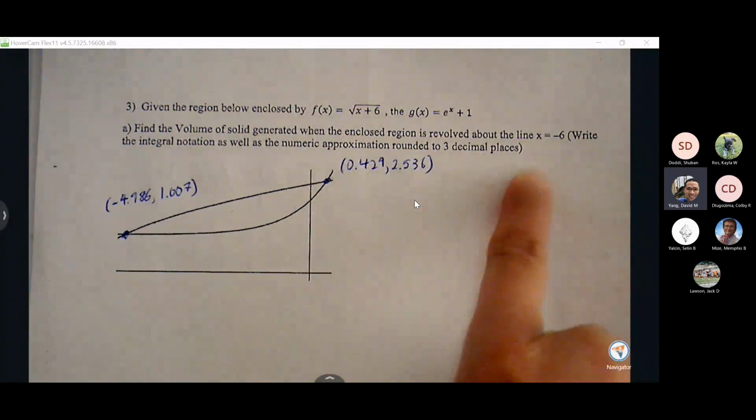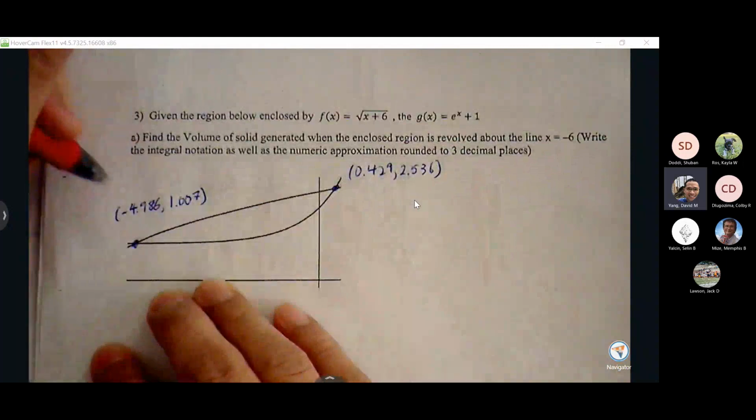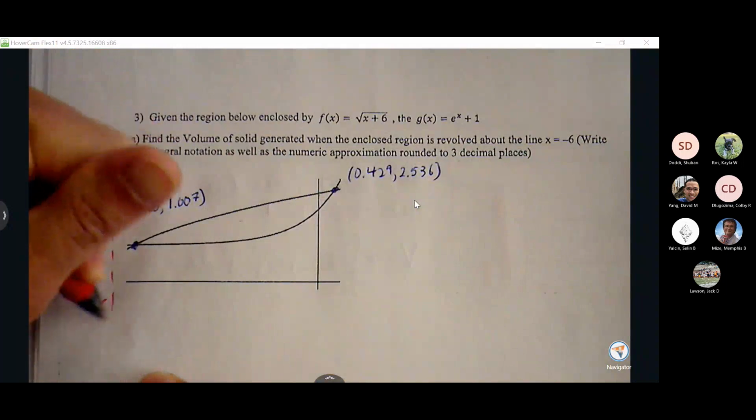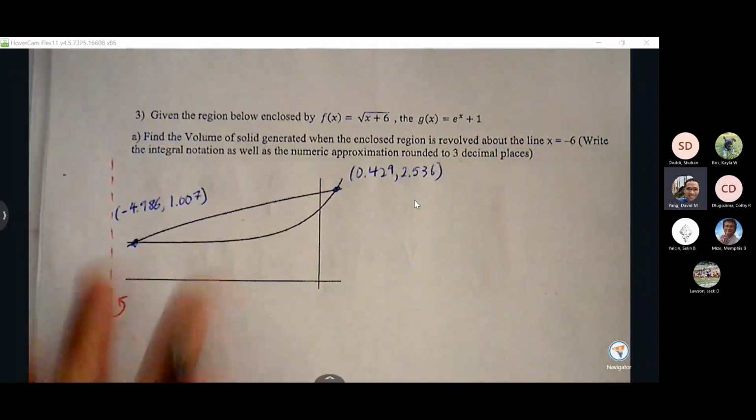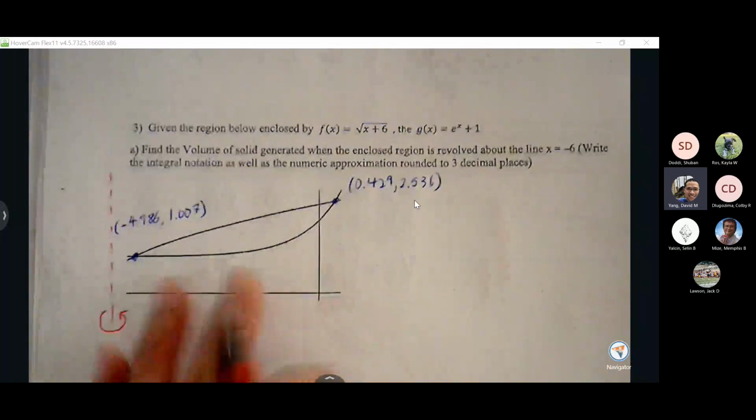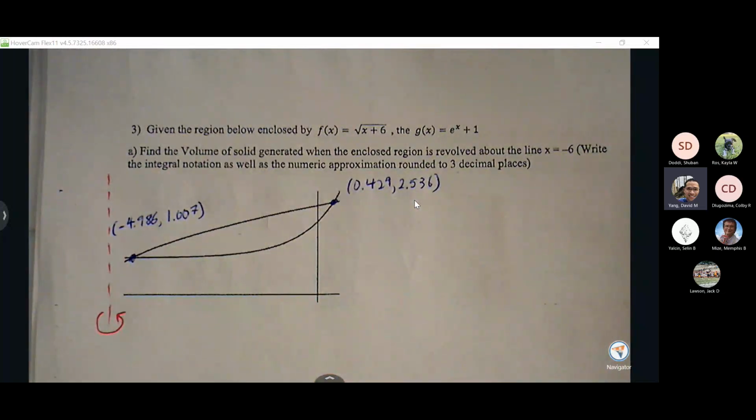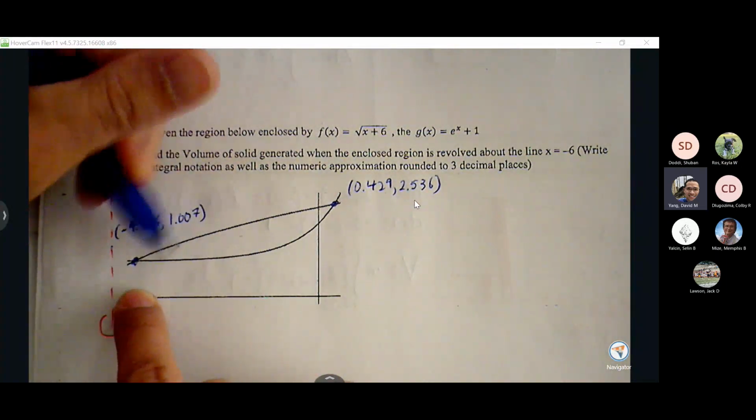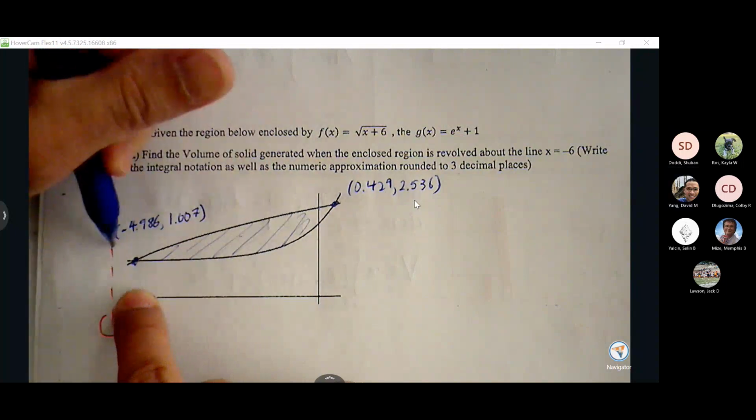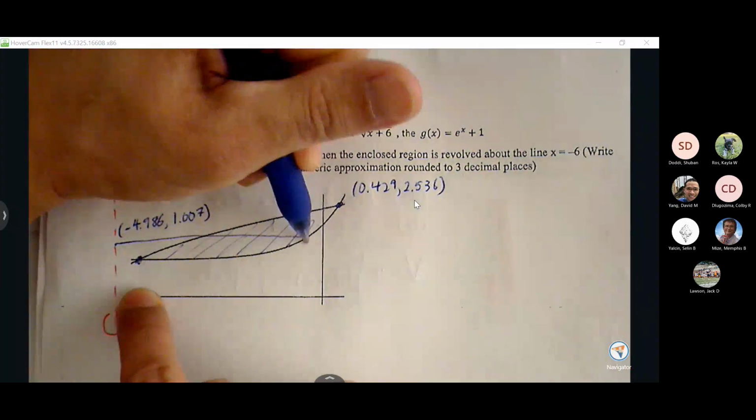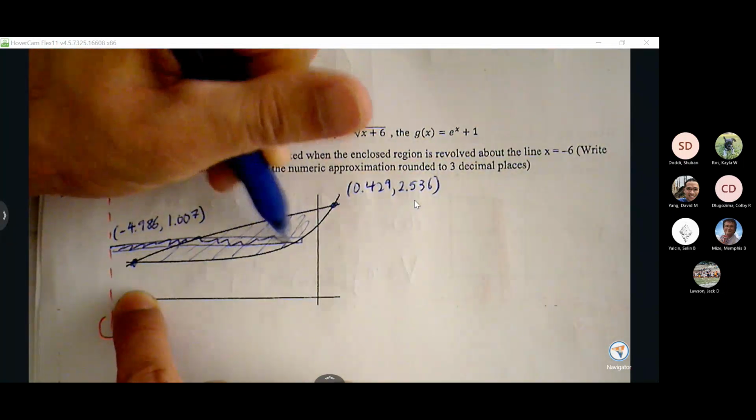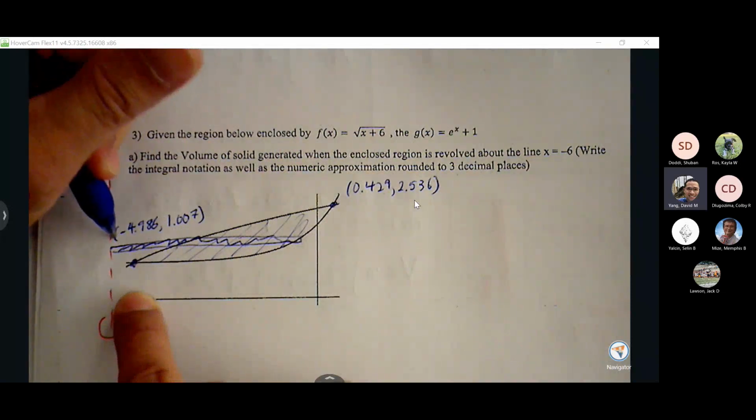Okay, now I know that x equals -6 is going to be over here, somewhere to the left. We know there's no flat surface here, so this has got to be a washer method. So I need to draw two radii, one that extends from the axis to the furthest boundary of my shaded region, and then the little r is going to extend to the closer of the two boundaries.